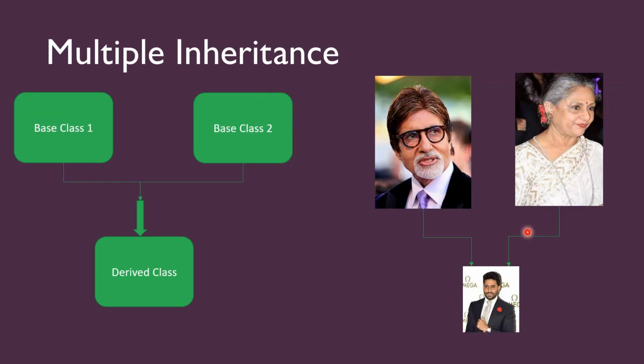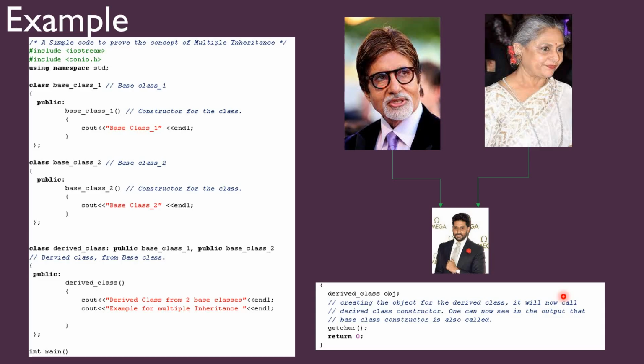Now I'm going to talk about multiple inheritance, where we have Mr. Amitabh Bachchan and Mrs. Jaya Bachchan coming into the picture. So they both have given birth to Abhishek Bachchan. That's all. Base class 1 is Amitabh Bachchan, base class 2 is Jaya Bachchan, and we've got the derived class which is nothing but Abhishek Bachchan. Simple. These two classes have formed the third one, which is nothing but the derived class.